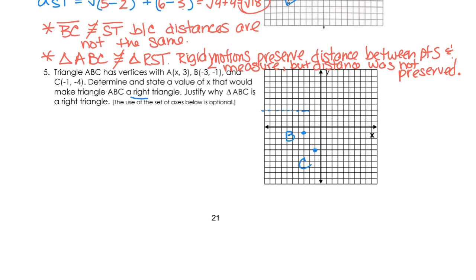So A has to be somewhere along that dashed line. Okay. And they want us to come up with its coordinates to make this a right triangle. So let's go ahead and do this. We know that right triangles have to have right angles in them, which are formed by perpendicular lines. And we know perpendicular lines have negative reciprocal slopes. So if we know the slope of the one, we should know the slope of the other then.